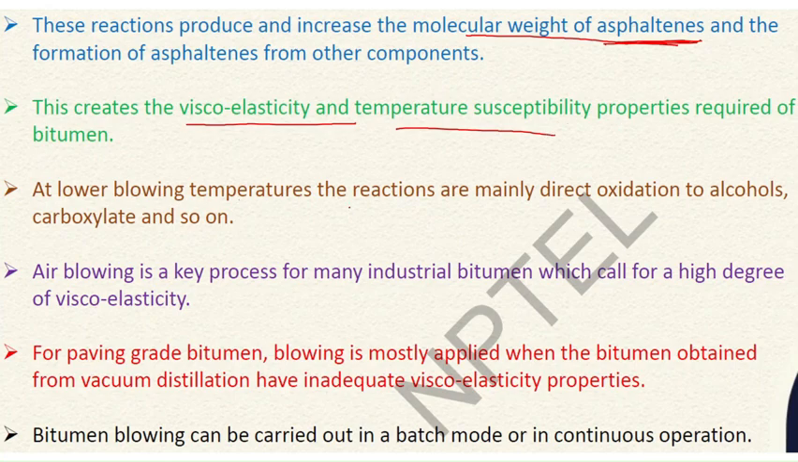At lower blowing temperatures, the reactions are mainly direct oxidation to alcohols and oxalates. Air blowing is a key process for many industrial bitumens, which call for a high degree of viscoelasticity. For paving grade bitumen, blowing is mostly applied when the bitumen obtained from the vacuum distillation unit has inadequate viscoelastic properties.